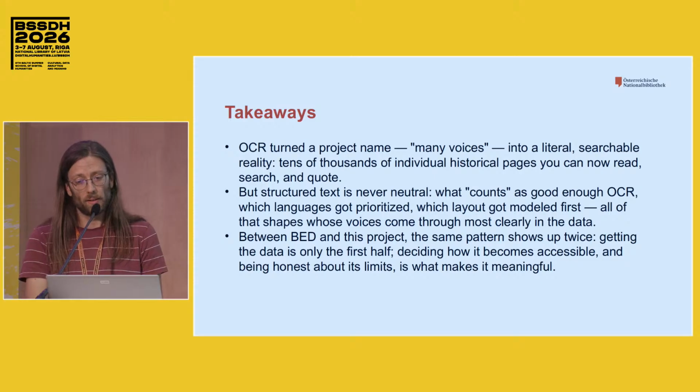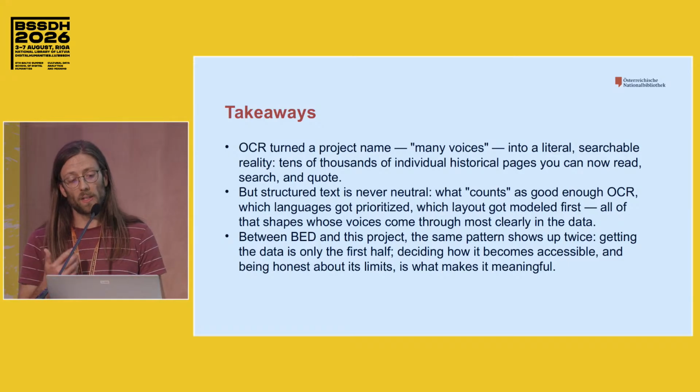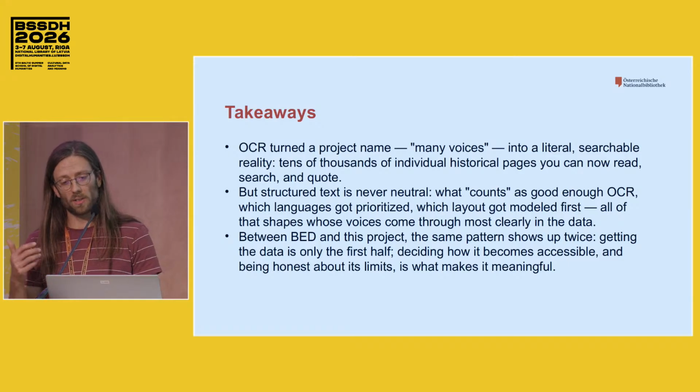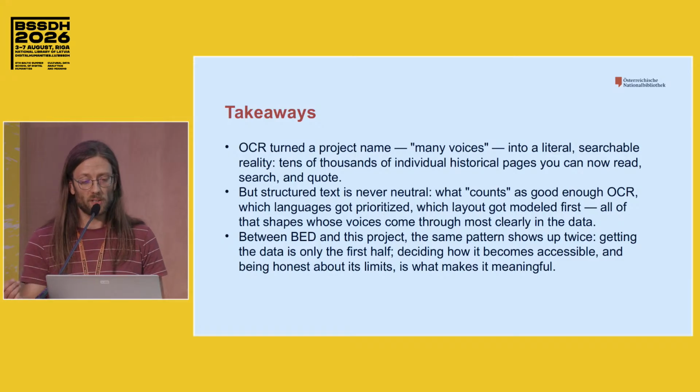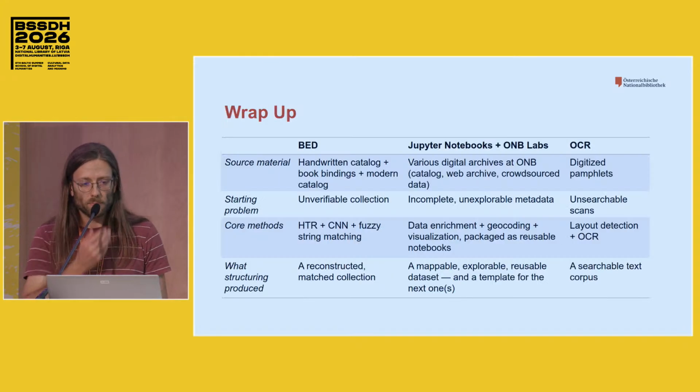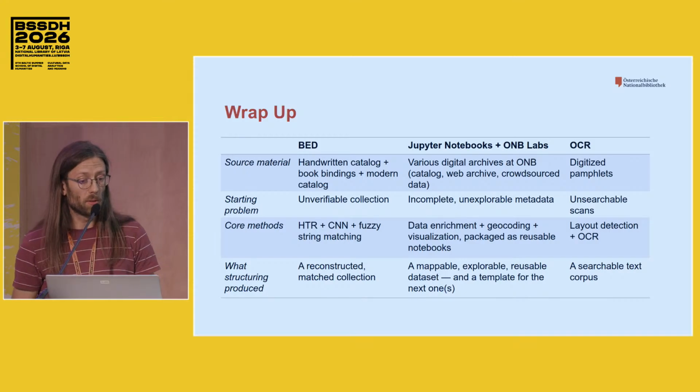The previous project that I presented, but also Sonja's project, follow the same pattern: how do we make things accessible, and how are we honest about the limits of what is accessible? Only then can you put meaning to the things that you find. If you don't know what is missing from your search, then how much can you trust what you found? Okay, this brings me to the wrap-up.